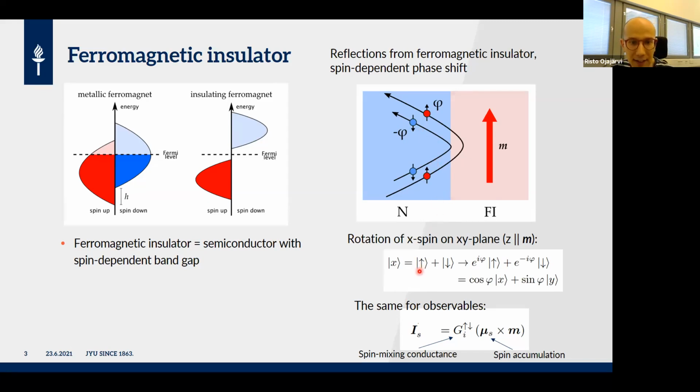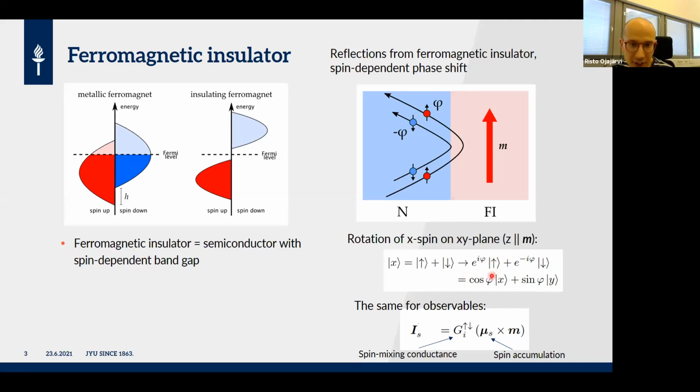Now, what this means is that if, let's say, the magnetization of the ferromagnetic insulator is in the Z direction, and we take an electron with spin in the X direction, it can be expressed as a superposition of up and down spins. When it reflects, these different components acquire different phase shifts, and this can then be expressed as a sum of x direction and y direction. So effectively, when scattering from this boundary, the spin is rotated around the z-axis.